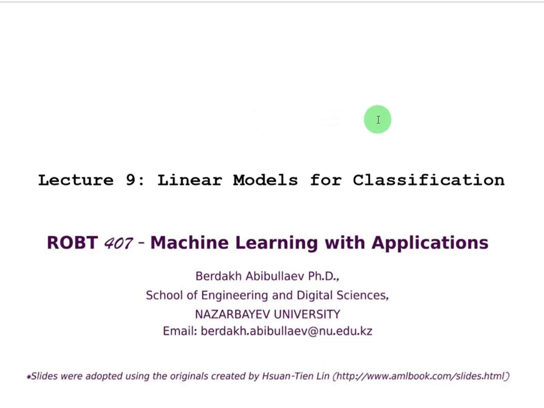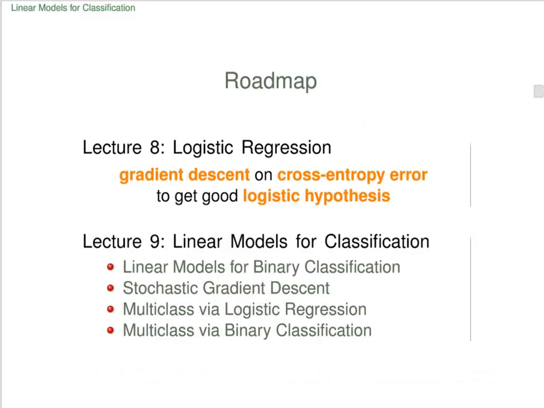In this lecture, we will review different linear models that can be used for classification tasks. In the previous class, we studied logistic hypothesis and the gradient descent algorithm. We also derived the gradient of a cross-entropy function in order to minimize the in-sample error of a logistic regression. The outline of today's lecture is as follows.